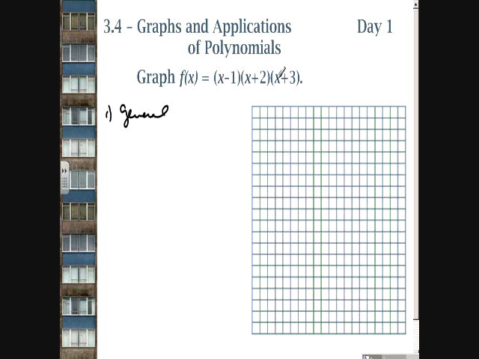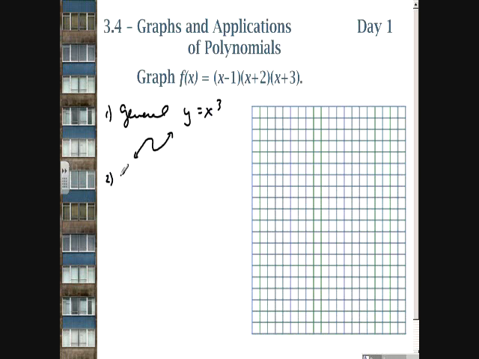Now notice if I multiplied this out, I would get y equals x to the third. So that means that we know that it's going to look roughly like this. Okay, it's going to start low and end high. We're going to have 3 direction changes. And in the next one, we're talking about what happens when you've got multiplicities other than 1.